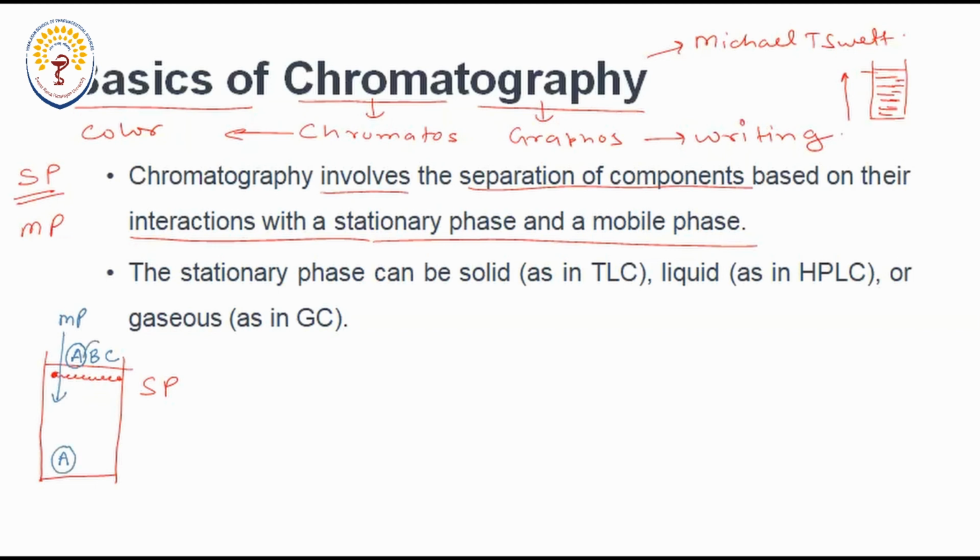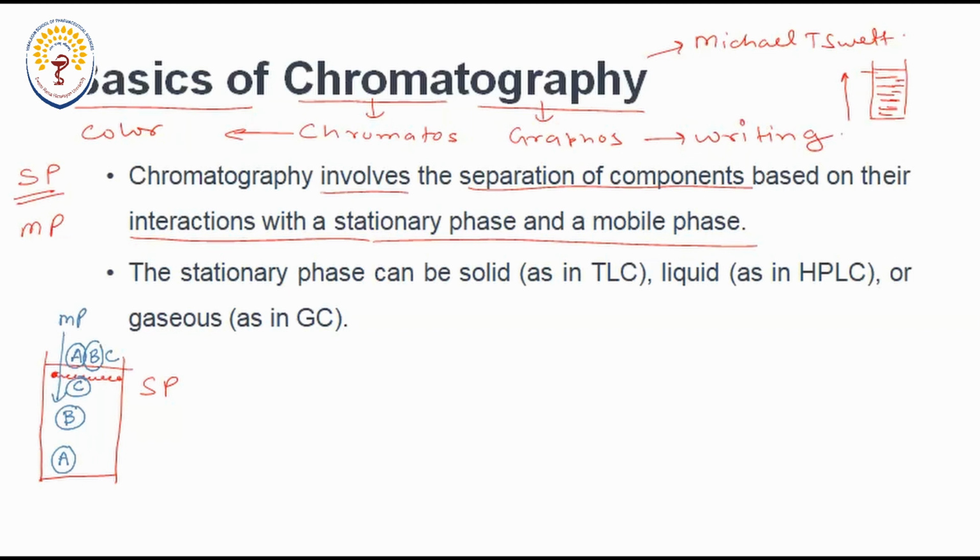And let us assume that B has a little less affinity with the mobile phase in comparison to that of A, but it has more affinity with the stationary phase than A. So it will be separated next. And the last, for example C, let us say C has the least affinity with the mobile phase but the strongest affinity with the stationary phase. So C will stay here at the starting point.